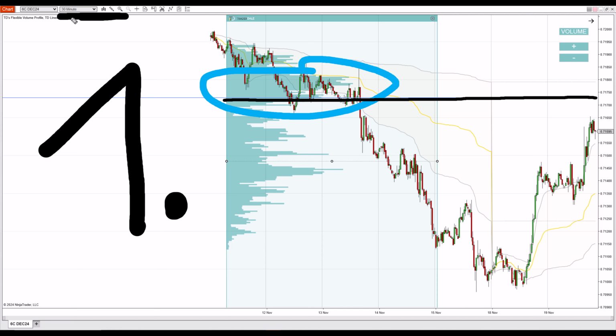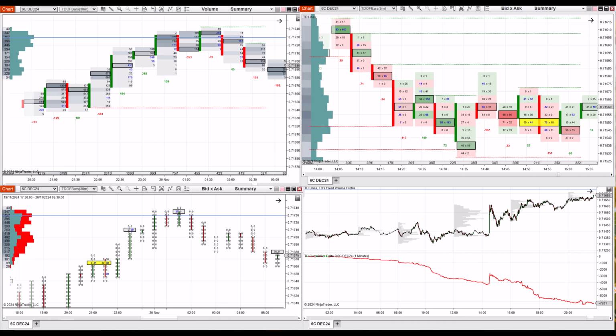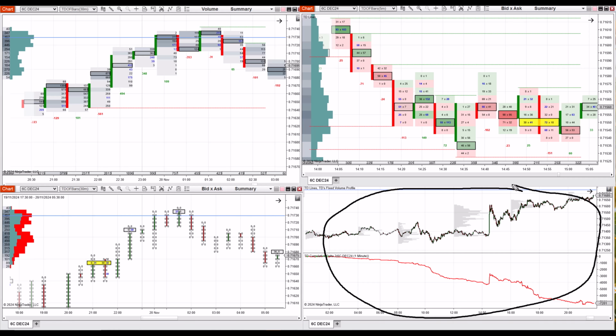This is a 30-minute chart here. The next step, when the price goes towards that level and when it's close to the level, then you use order flow to look into that area for trade confirmation. So that's the second step. Let me show you. So this is my order flow layout, and let's just focus here because this is where I saw the biggest confirmation.